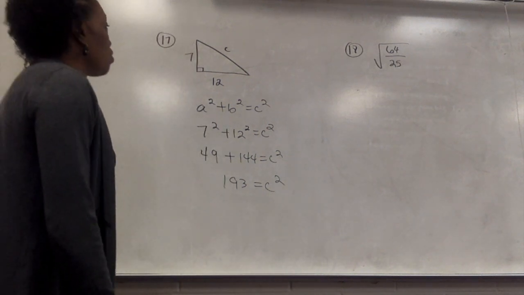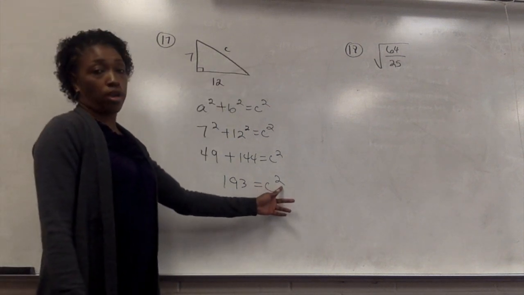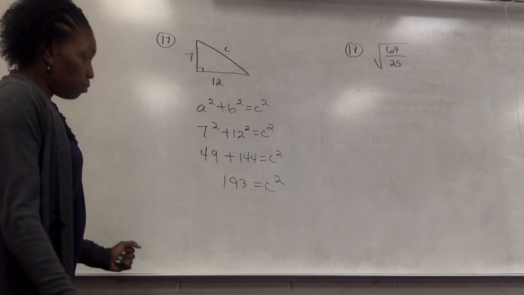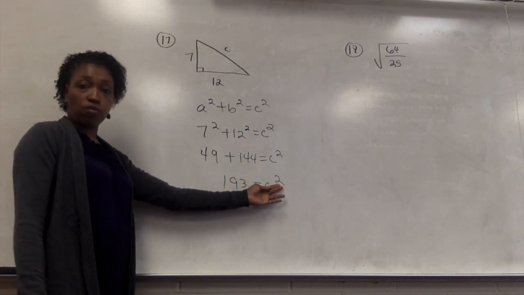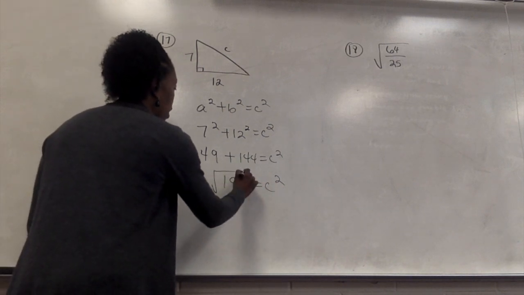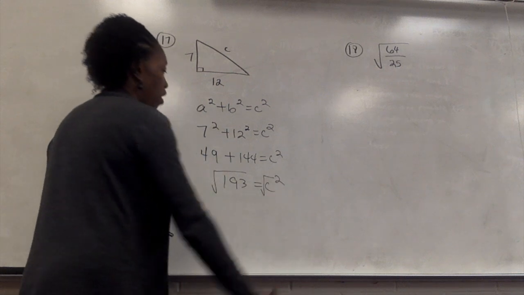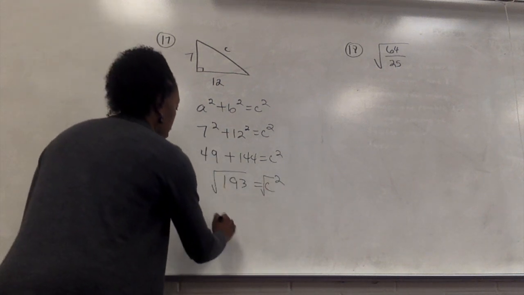Now, I still need to solve for c, so that means I need to get rid of that c squared. And if you remember the rule, in order to cancel out a square, we must use its inverse, which is the square root. So I'm going to do square root on the left side, square root on the right side. That's going to allow my C to come down.